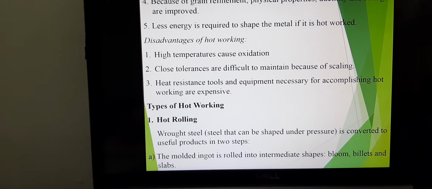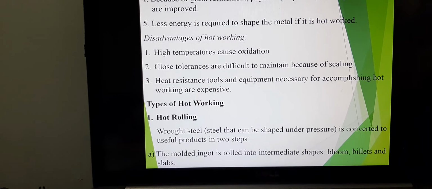And like I mentioned to you during the explanation, you need to definitely use heat resistant tools because you're shaping at a temperature above recrystallization temperature. Therefore, you need to use heat resistant tools and equipment, and you must remember that if your tool or your equipment is heat resistant, it's going to be a very, very expensive affair.